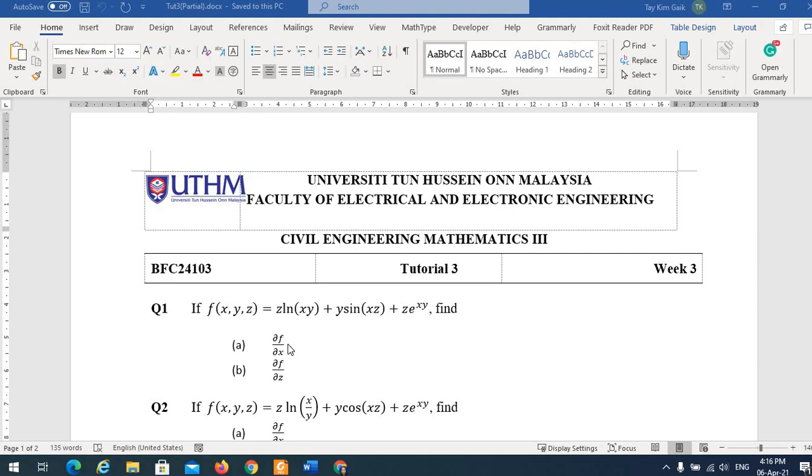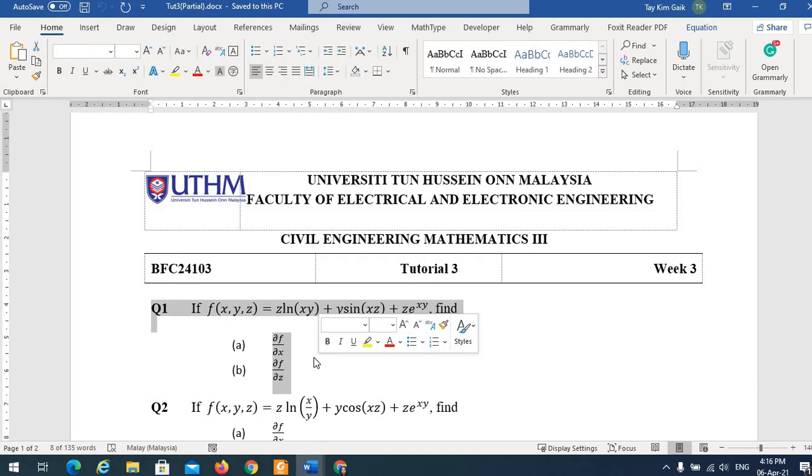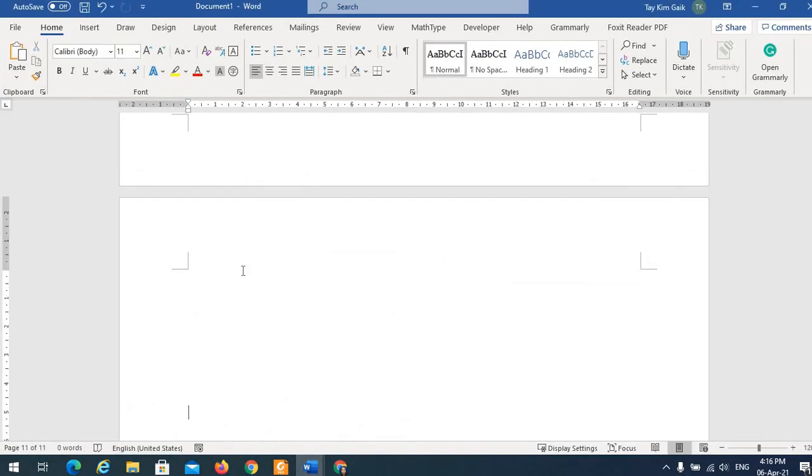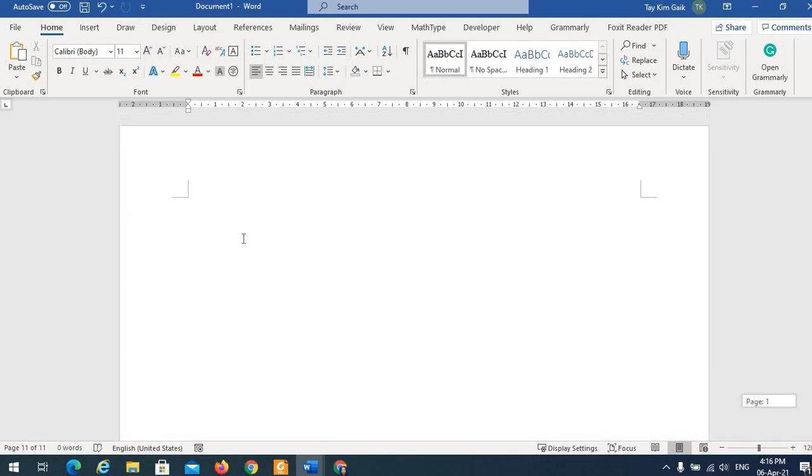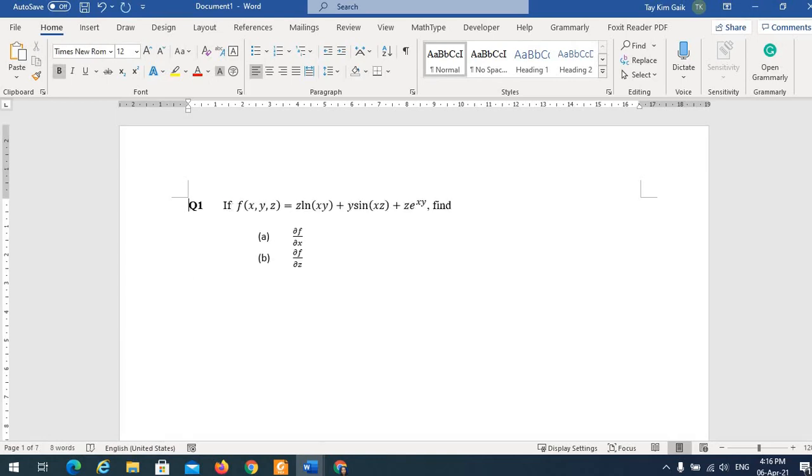So for the partial derivative, when you differentiate with respect to x, y and z are constant. When you differentiate with respect to z, x and y are constant. Then you need to use all the techniques of differentiation that you have learned in calculus or engineering mathematics 1.